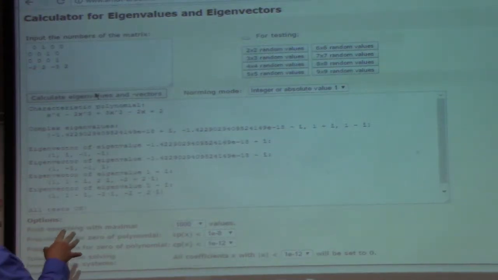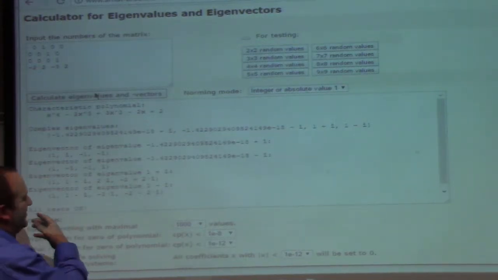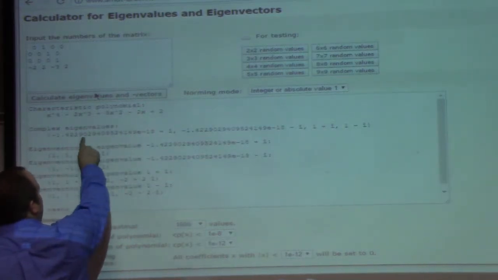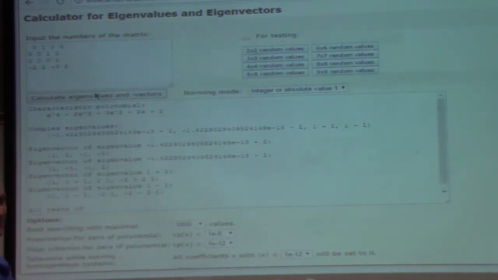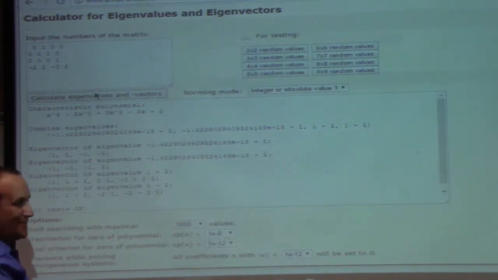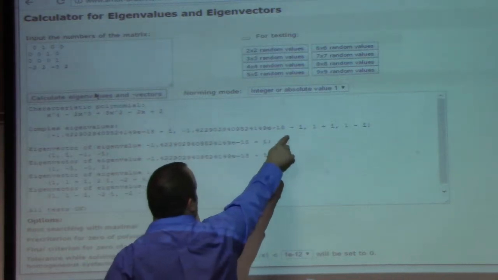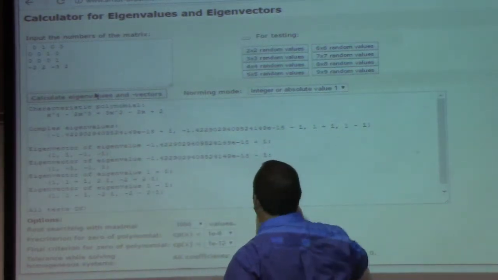And you can kind of see a little bit of that here. Notice this e to the minus 18. What's this then? That's 0, right? It's machine epsilon. It's a very tiny number. So really, this is just I, minus I, 1 plus I, 1 minus I.